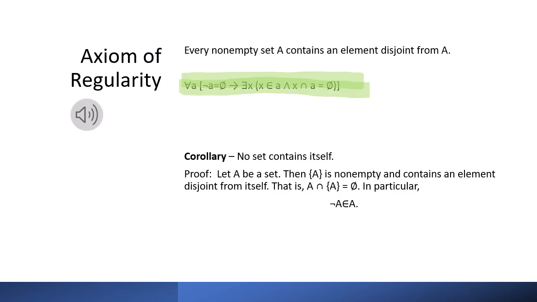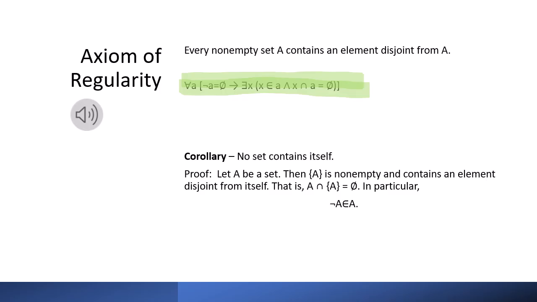Okay, so let's see what the proof looks like. Let's suppose that we have a set, A, so that's just an arbitrary set. Then by the pair axiom, we can form the singleton containing A, and that's a non-empty set because it contains exactly one element.